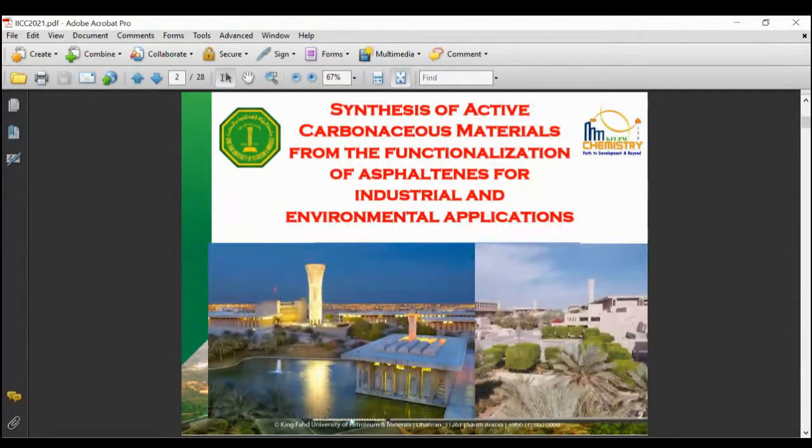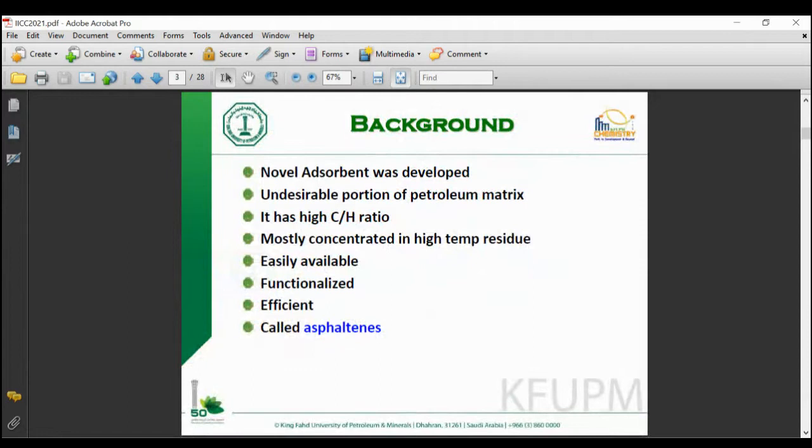So my topic is synthesis of active carbonaceous materials from the functionalization of asphaltenes for industrial and environmental applications. What are the asphaltenes and where are they coming from actually? So this background I have to share with you.